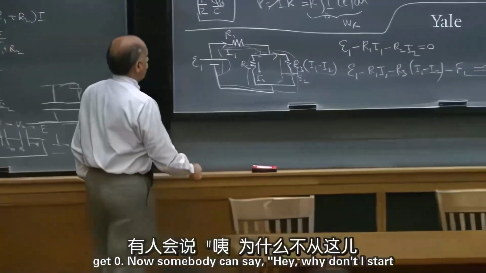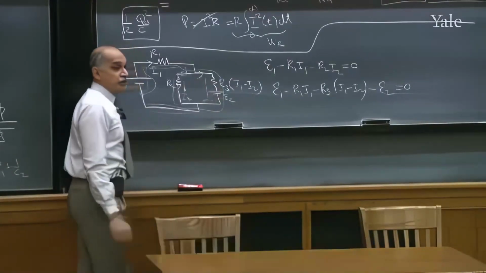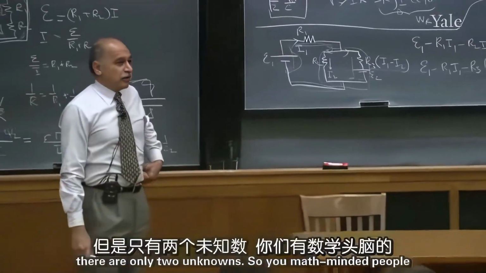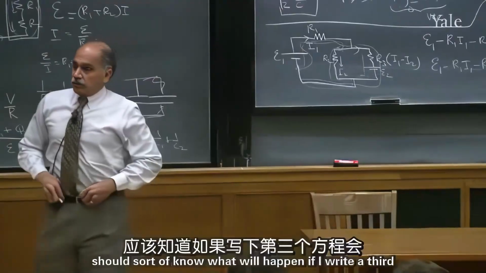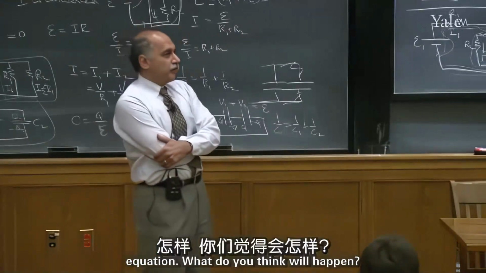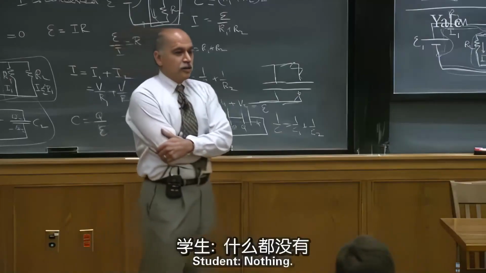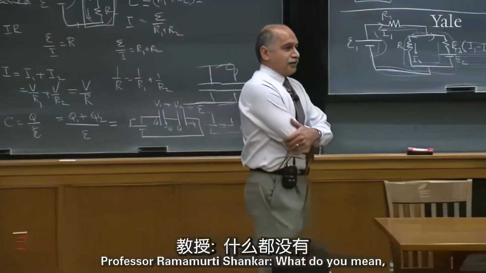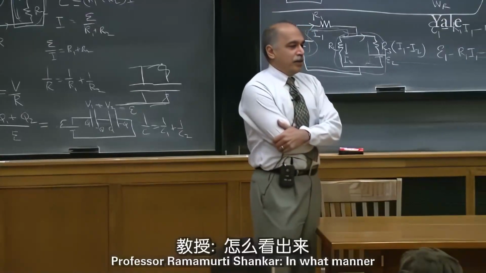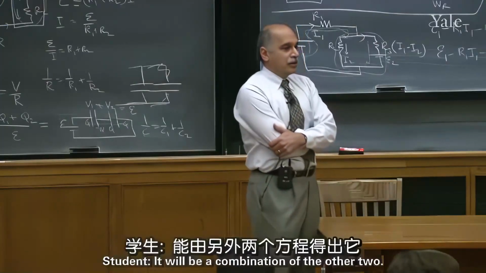Now somebody can say, hey, why don't I start here, go around that loop, and say that the voltage difference is 0? I'm getting a third equation. There are only two unknowns. So you math-minded people should sort of know what will happen if I write a third equation. What do you think will happen? Nothing. By nothing, what do you mean? Nothing will happen? It's not going to help you get anything more. In what manner will it prove to be useless? It'll be a combination of the other equations.